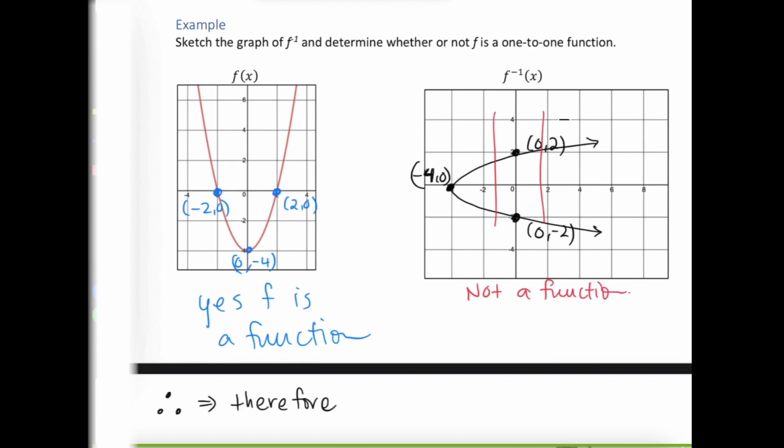Just as a quick reminder, I oftentimes use 3 dots in a triangle, which is a math symbol that represents therefore. So we can say then, therefore, f of x, the original, was not a one-to-one function. It was a function, but it's not a one-to-one function because its inverse is not a function.